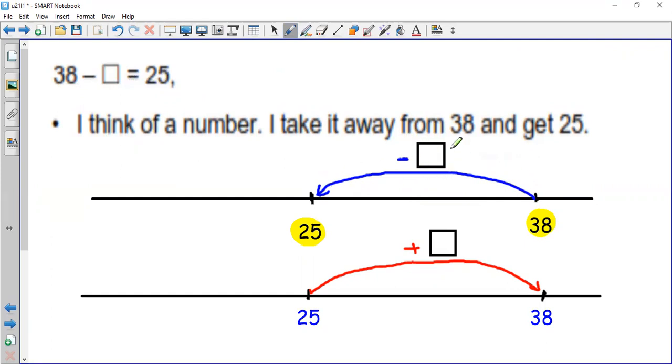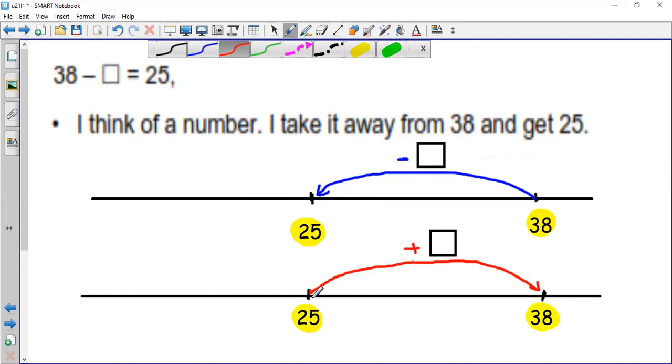To find the number of steps, I will reverse the action. So instead of going back from 38 to 25, I will start at 25 and I will count the steps until I reach 38. This is the strategy, reversing the action. So how can I make it?